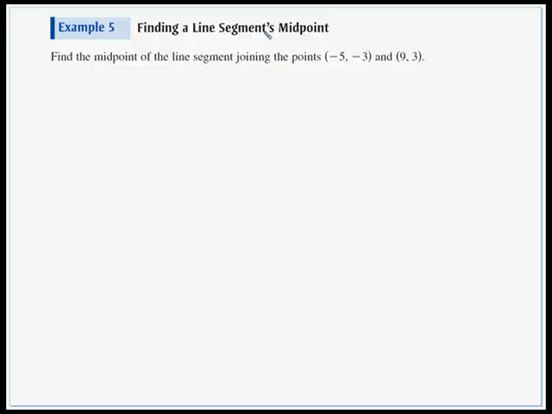So example 5, find the line segment's midpoint. Find the midpoint of the segment joined by these two endpoints. And we'll call this x1, y1. And we'll call this other one x2, y2. Again, it doesn't matter what order you assign them in, as long as you do this consistently. So here, our answer is a midpoint with a comma in there. It's going to be an x coordinate, comma, y coordinate.